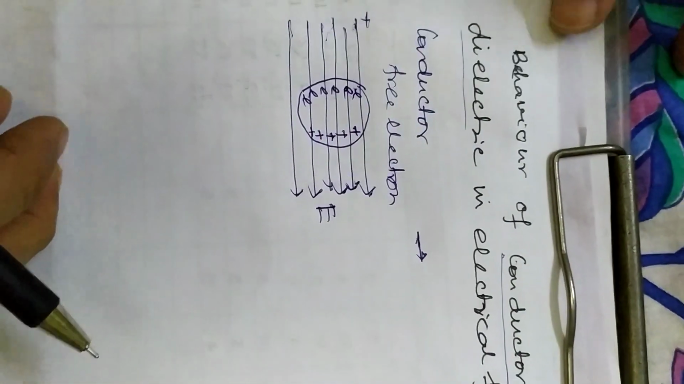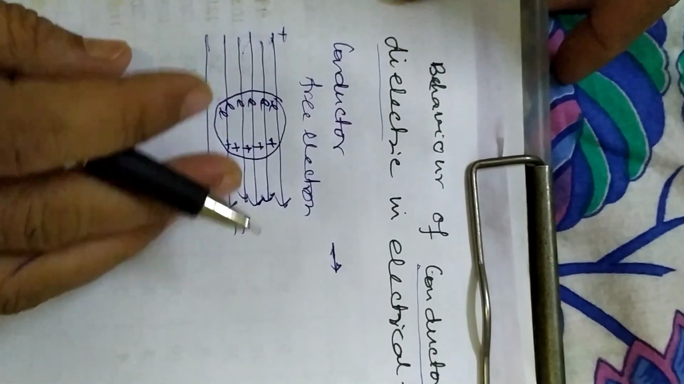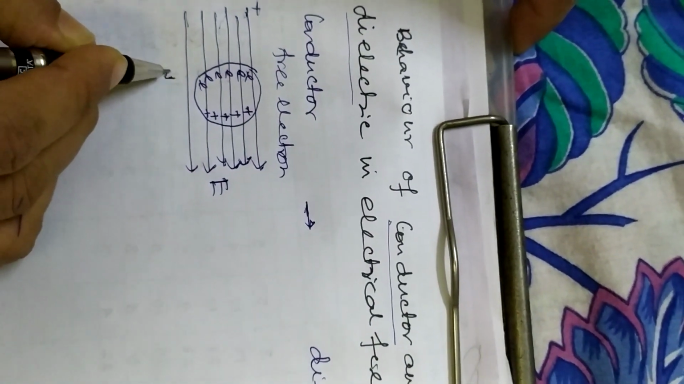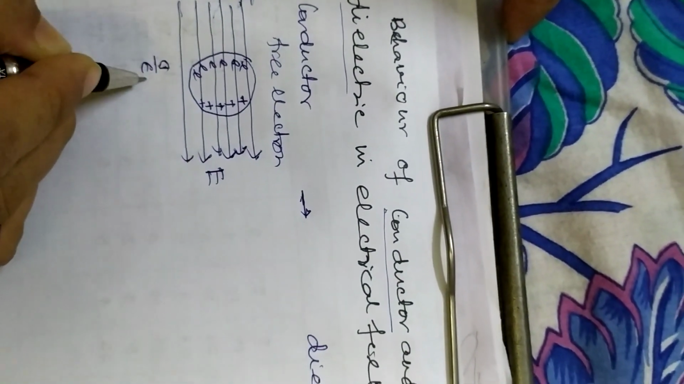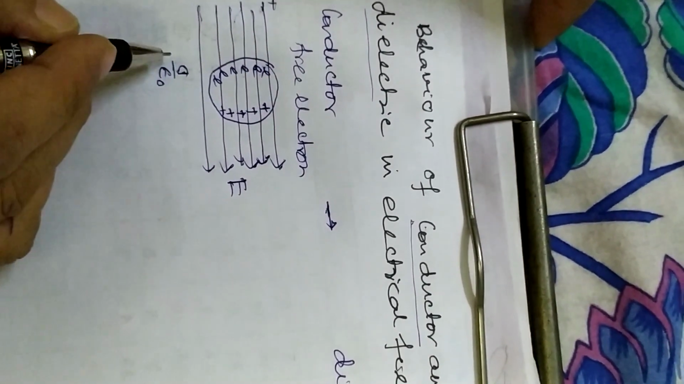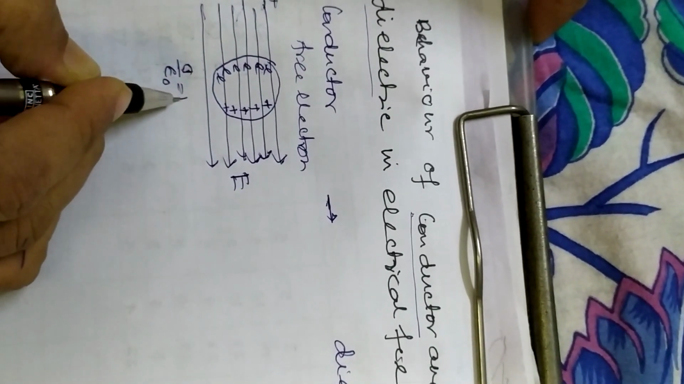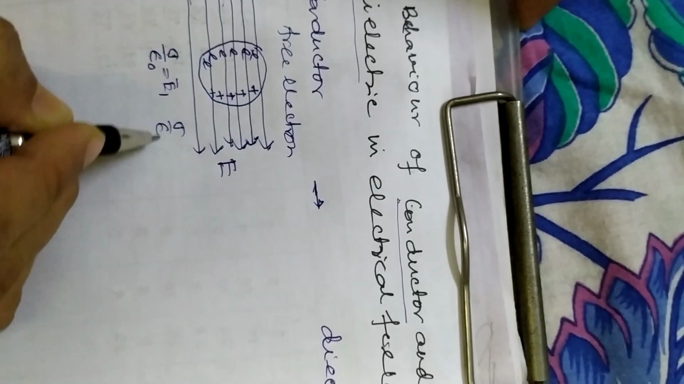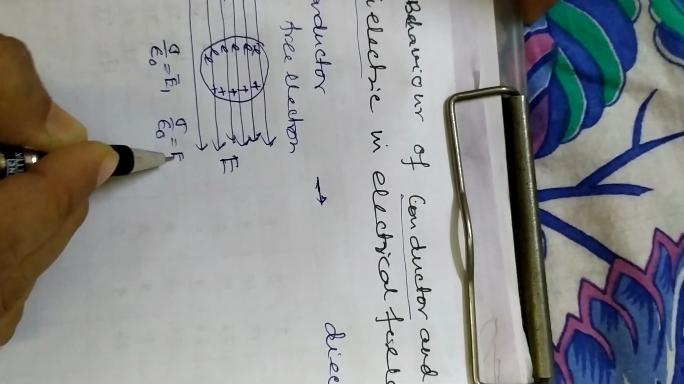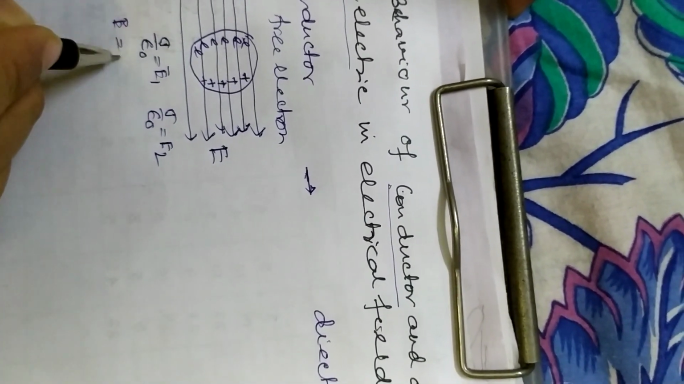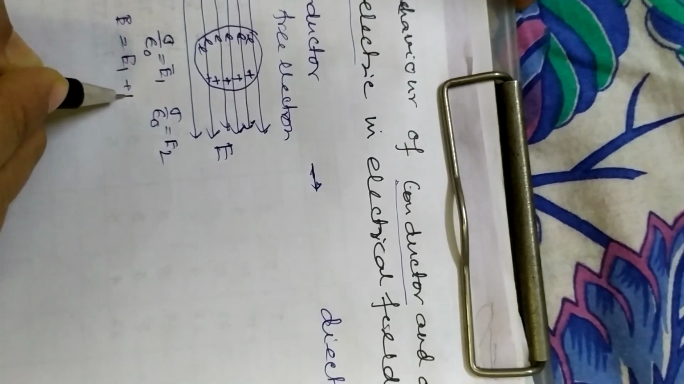These plus charges are a result of the induction of these electrons. So in the case of a conductor, we can write the electric intensity as sigma divided by epsilon. By Gauss's theorem we can write it like this for these charges. Okay, so we'll be writing like this. This is E1, and we'll be writing sigma by epsilon for this one, that is E2.